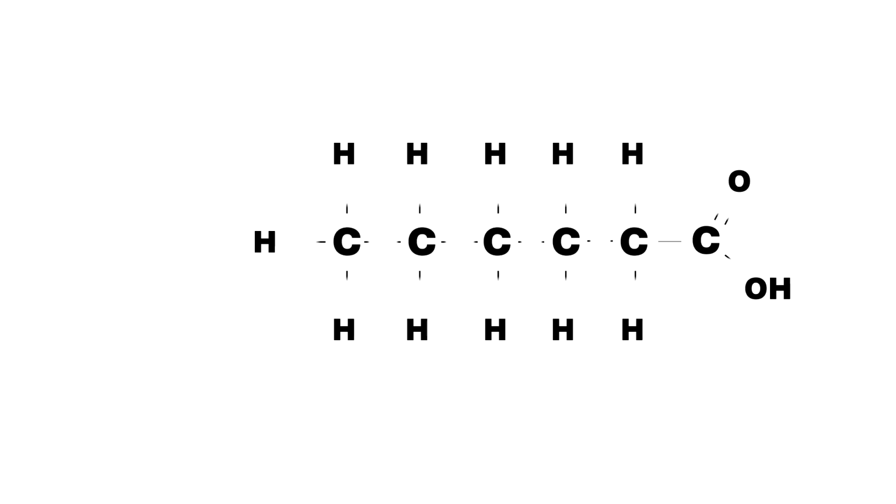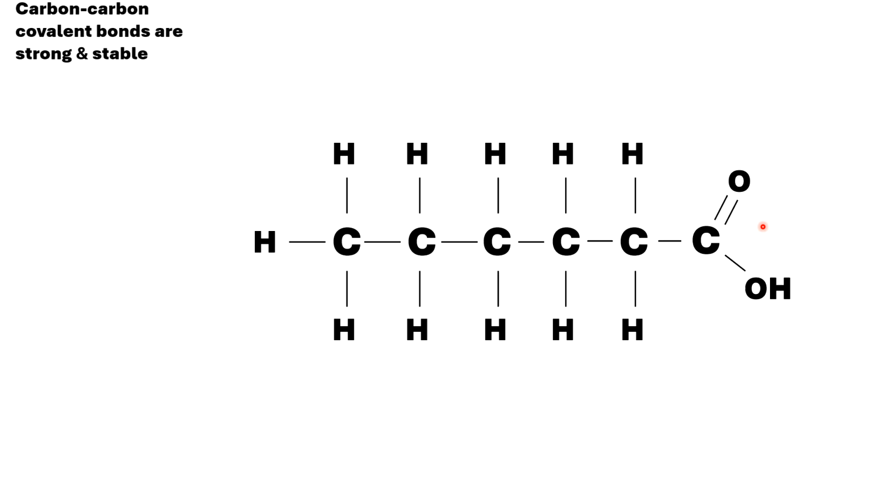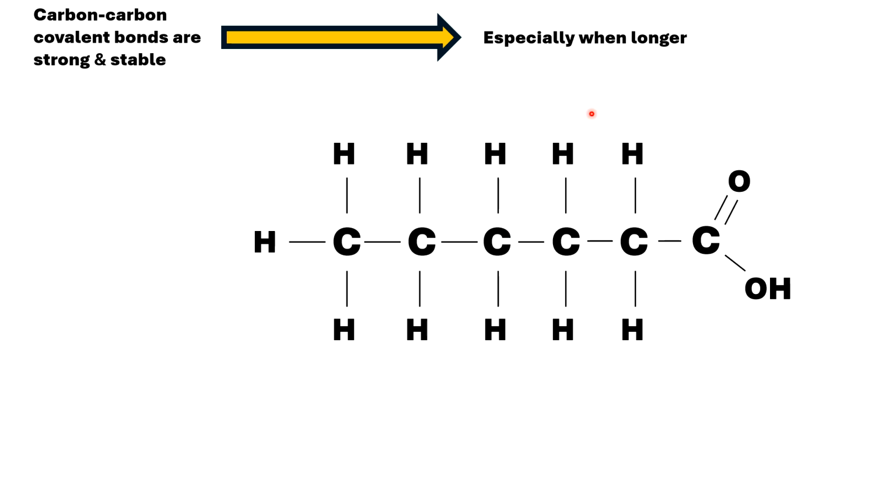These covalent bonds between the carbons and the hydrogens are going to be the main building blocks of certain chemicals that we see in biology. Carbon-carbon covalent bonds are strong and stable, and this is why, I repeat, they are the building blocks of most biological molecules. And the longer the chain of carbon-carbon bonds is, the stronger and more stable it's going to be.